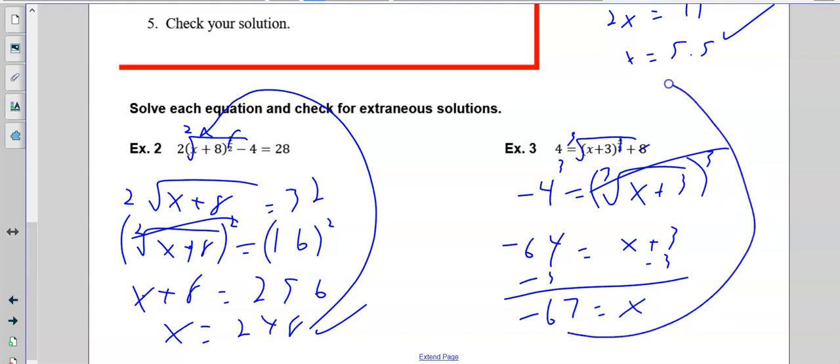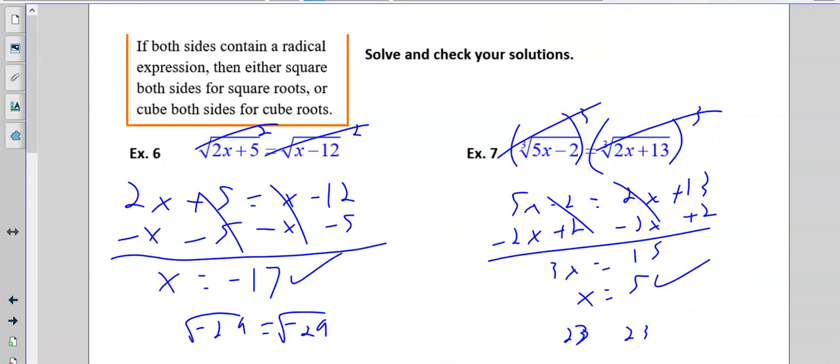Which I'm going to plug in here. Negative 67 plus 3 is negative 64. You borrow $67, but pay 3 back, you still owe 64. The cube root of that, or negative 64 to the 1/3 power, is negative 4. And negative 4 plus 8 is 4. Check. And that's it.